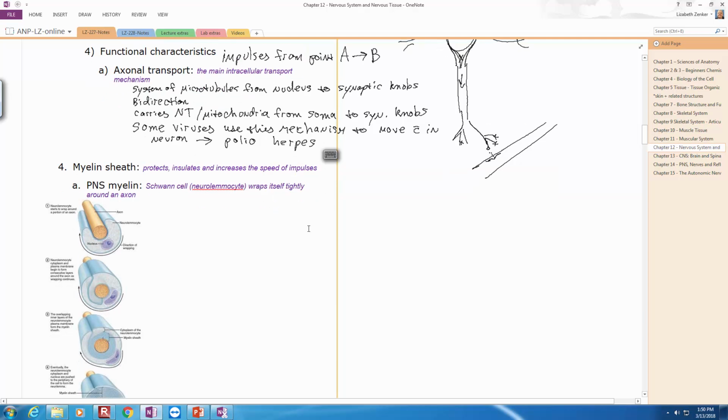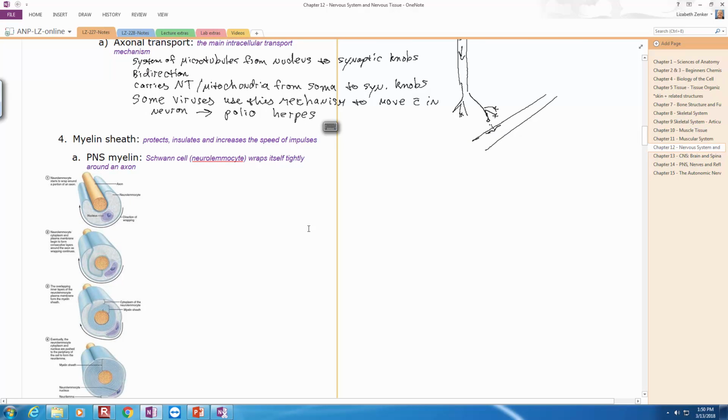The myelin sheath. So we said this protects and insulates and thus increases the speed of impulses. So if we're talking about PNS myelin, who makes the PNS myelin? The Schwann cell or neurolemmocyte does, right? Who makes it in the CNS?